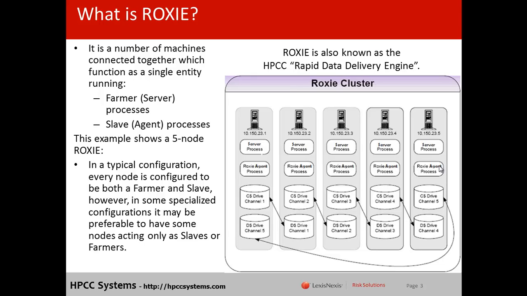However, in some specialized configurations, it may be preferable to have some nodes acting only as slaves and some only as farmers. Notice also we have data channels shown here, channel 1 through channel 5, and the data is replicated across different nodes. So the data that's contained on channel 1 is replicated on the second node of the D drive.